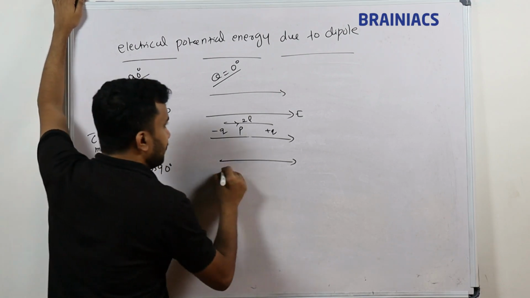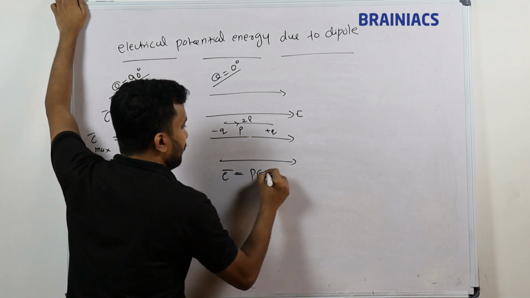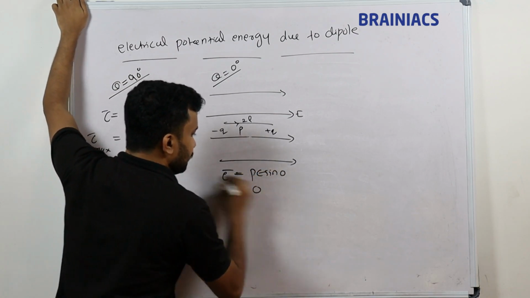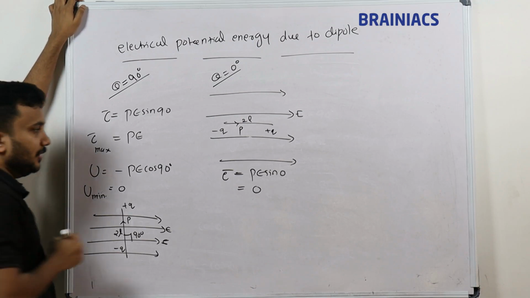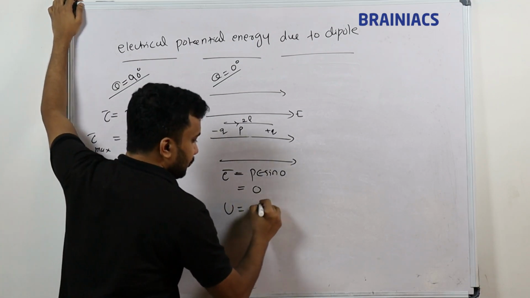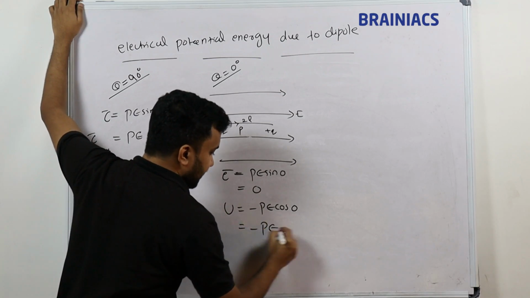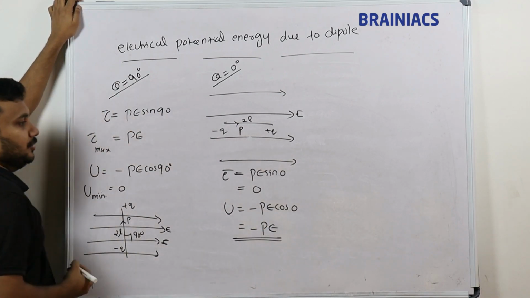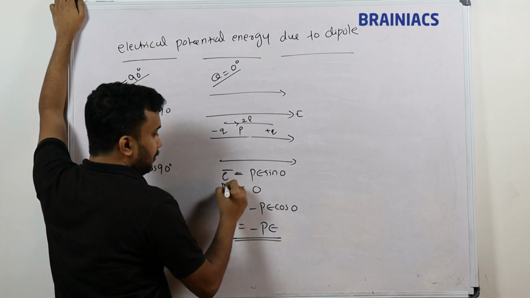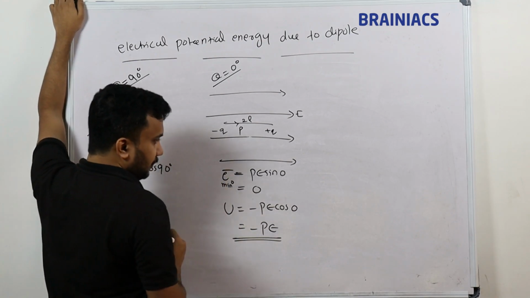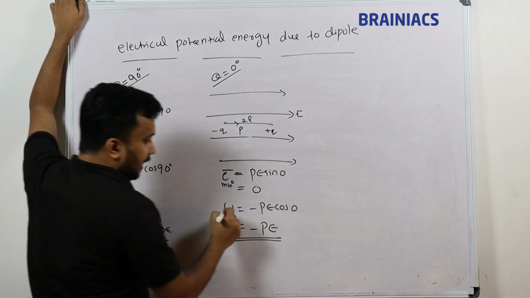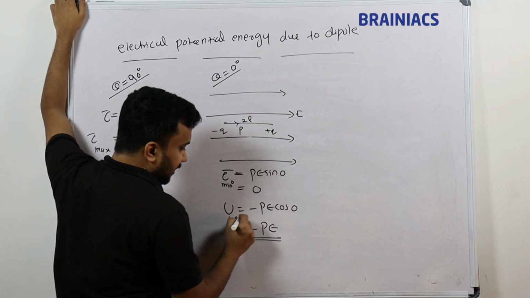We will find the torque. Torque is equal to Pe sine of 0, which is equal to 0. No torque exists. And potential energy is equal to minus Pe cos of 0, which is equal to minus Pe. So torque has its minimum value, and potential energy also has its minimum value.